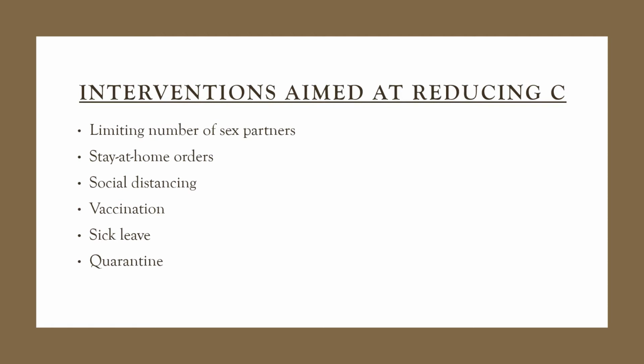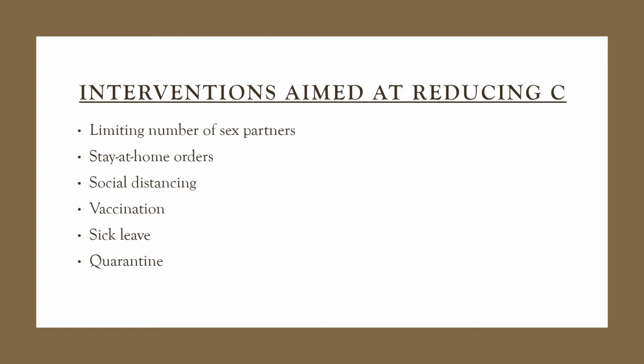And that includes interventions like recommending limiting the number of sex partners. We've had these stay-at-home orders and social distancing with COVID-19, which now we're much more familiar with as a society. Vaccination aims to reduce the number of susceptible individuals, which is part of that C parameter. But also things like paid sick leave, encouraging people to stay home so that they're not contacting people, is reducing C, as well as mandatory quarantine.